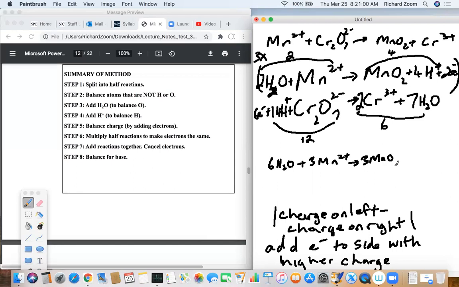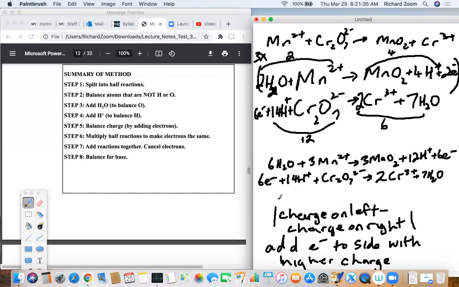And you can see what I'm doing here is multiplying all the coefficients by 3. Does anybody have any questions about this so far? And on the bottom one, we're leaving that the same because the electrons are okay. 6 and 6, right? So that's kind of the entire point of what we're doing.